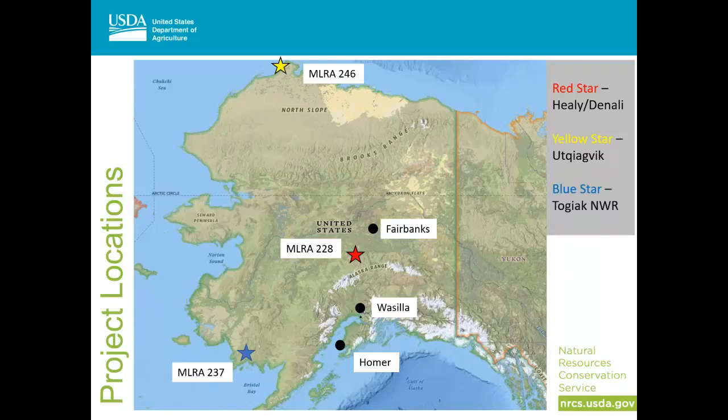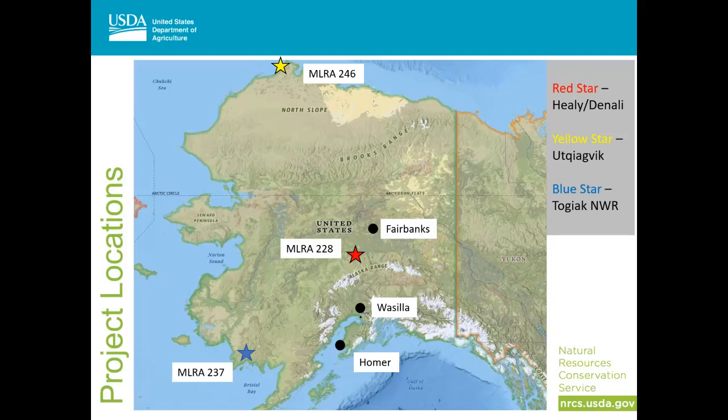Utqiagvik is Alaska's most northern inhabited village, formerly known as Barrow. It's in MLRA 246, the Arctic Coastal Plains, and is on ancestral Inupiat land. And Togiak National Wildlife Refuge, the blue star, is a 4 million acre refuge in southwest Alaska. It is in MLRA 237, the Ahklun Mountains, and it is located on ancestral Yupik land.